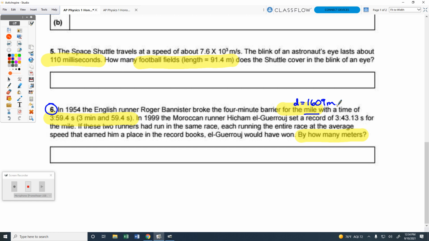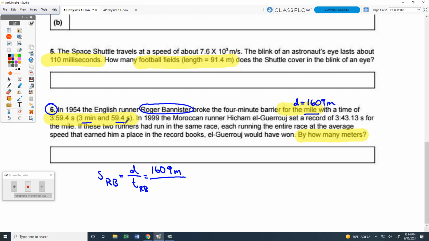So the first step I always like to do is start with Roger Bannister, because he's the one that's actually going to be behind. So we're going to figure out the speed of Roger Bannister. And his speed would be the distance over his time. So he's running a mile. Back in 1954, he ran 1609 meters, and he did it in 3 minutes and 59.4 seconds.